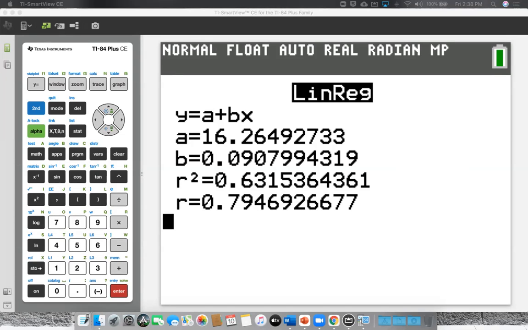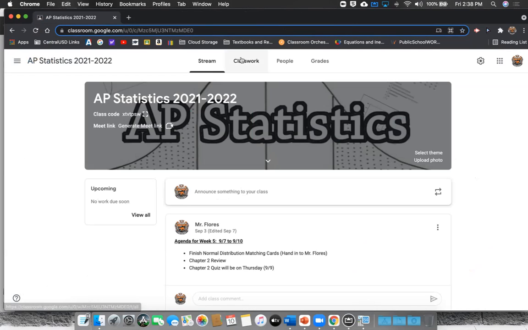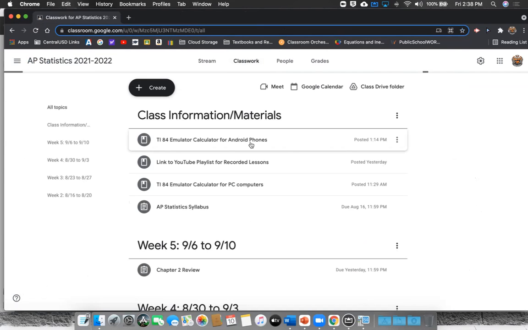Okay, so all you got to do is go to Google Classroom. There's some videos here. The lesson videos are here. Emulator for Android phones. Emulator means it acts like a phone. So it's a program for PC computers. Okay. So if you have those, it will do exactly what the calculator in front of you will do. So you can do it at home. All right.